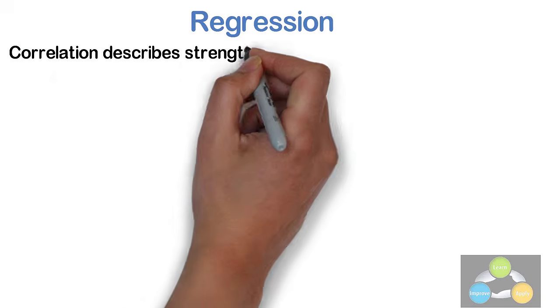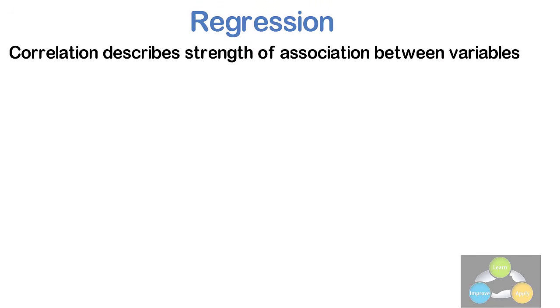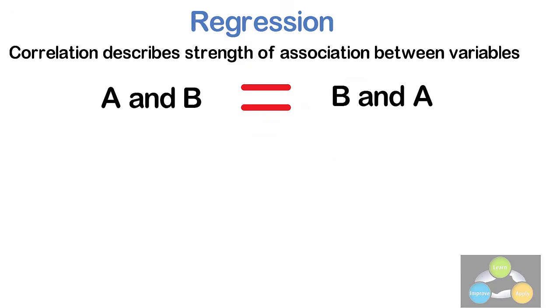Regression. We have seen that correlation describes the strength of an association between two variables and is completely symmetrical. The correlation between A and B is the same as the correlation between B and A. However, if the two variables are related, it means that when one changes by a certain amount, the other changes on average by a certain amount.